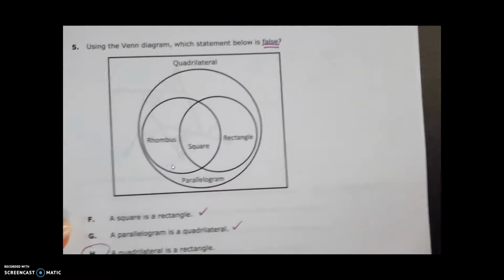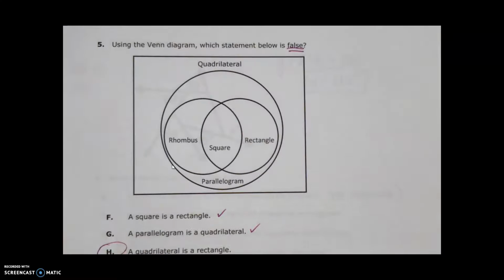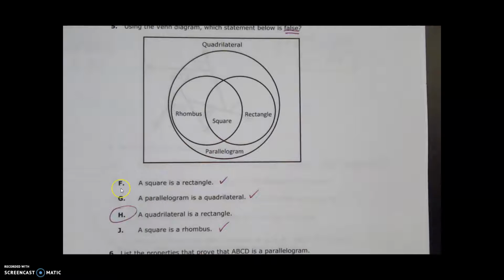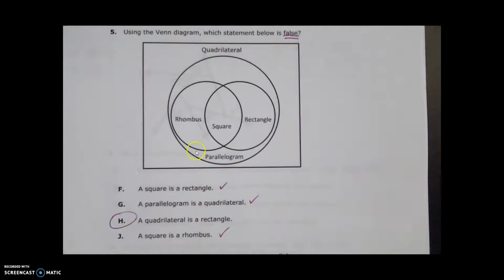All right, number 5. In this Venn diagram, which of the following statements is false? So if I look at this Venn diagram, it tells me quite a bit of information. It tells me that a square is a rectangle, a square is a rhombus, a square is a parallelogram, a square is also a quadrilateral. So that is how you read this Venn diagram.